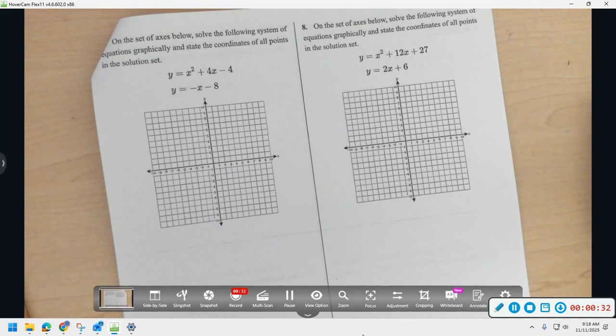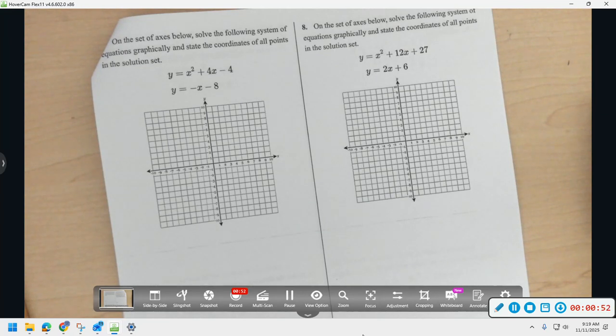So we have a quadratic and we have a line. And when you're graphing a quadratic and a line, there's a couple of things they can look like. They can never touch. They can touch once or they can touch twice. So what we're going to look at is what's going to happen when we graph these.